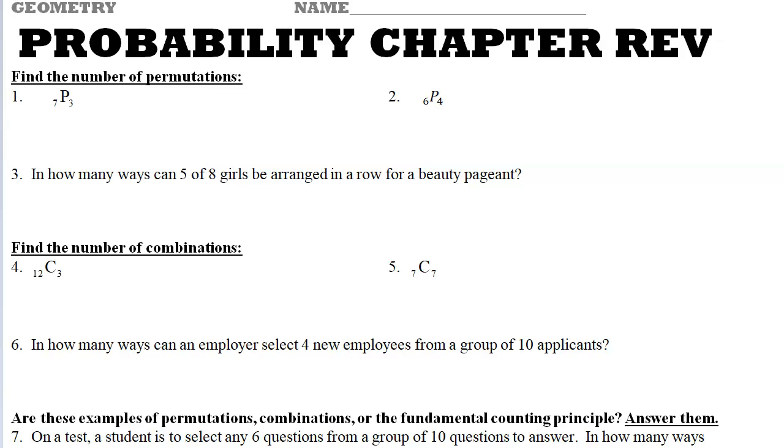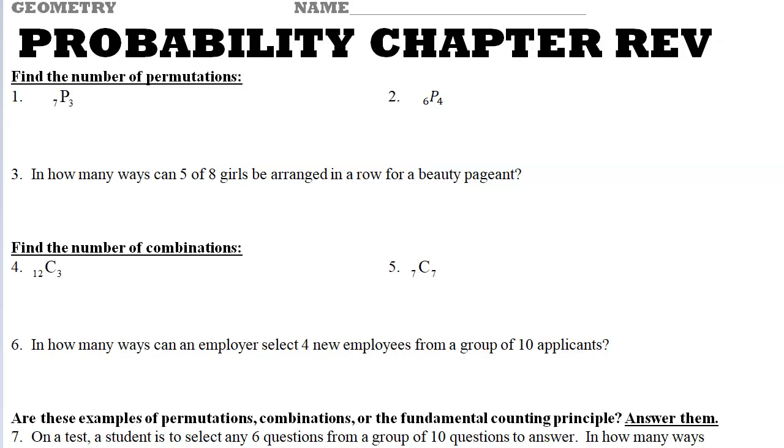Hey everybody, it's been a few days since we've actually jumped into the probability unit here, so hope you're ready to go. We're going to go through the probability chapter review, and we are going to do 1 through 11, and then you are going to do 12 through 14. Now your worksheet does not say 12 through 14.